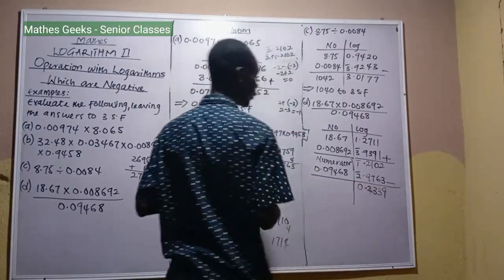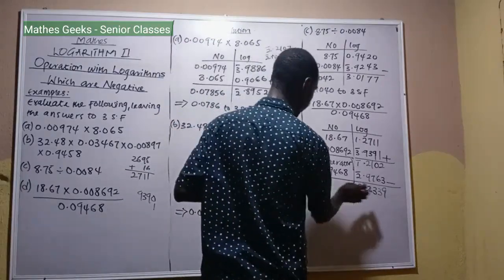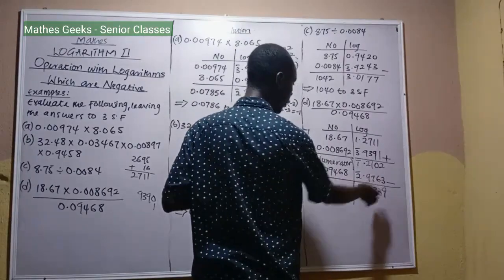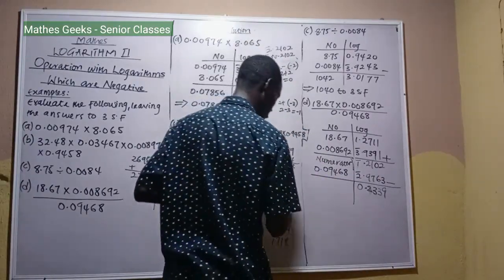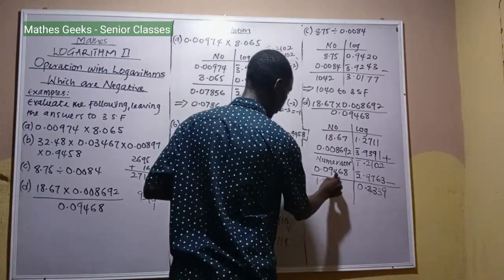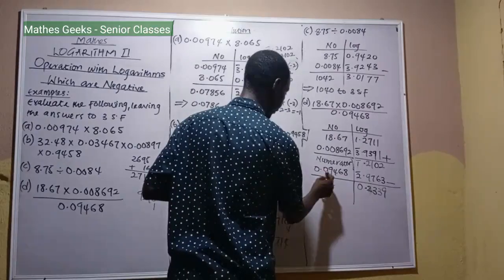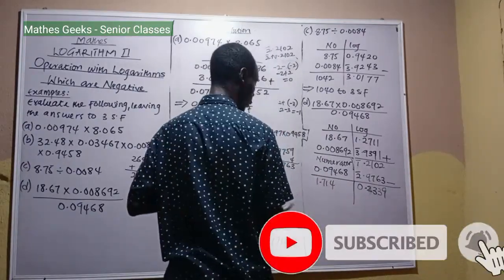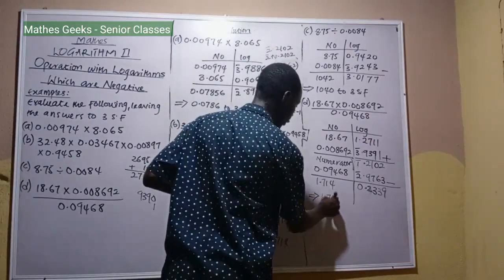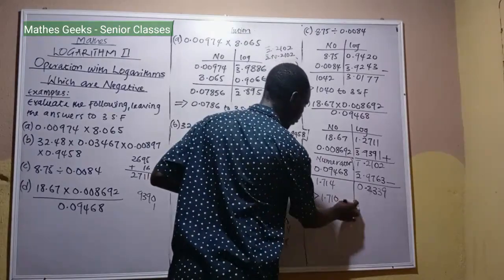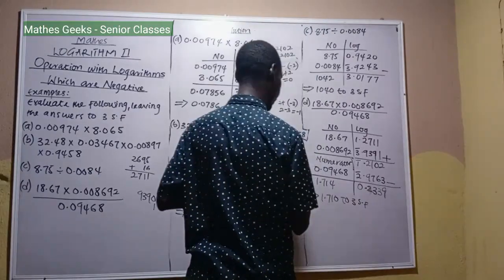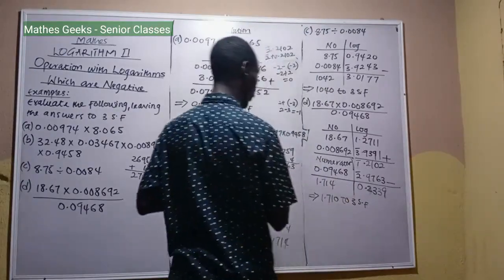Since the characteristic is 0, it shows that the decimal point is between the first significant figure and the second significant figure. So that will give us 1.714 as our final answer. Now, to three significant figures, this will give us 1.71.